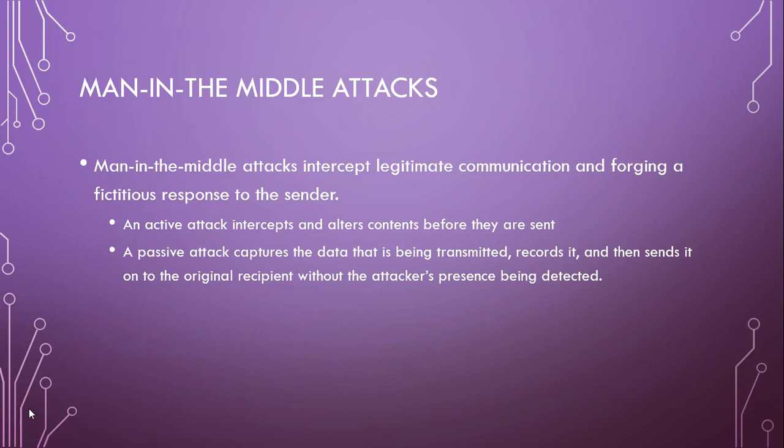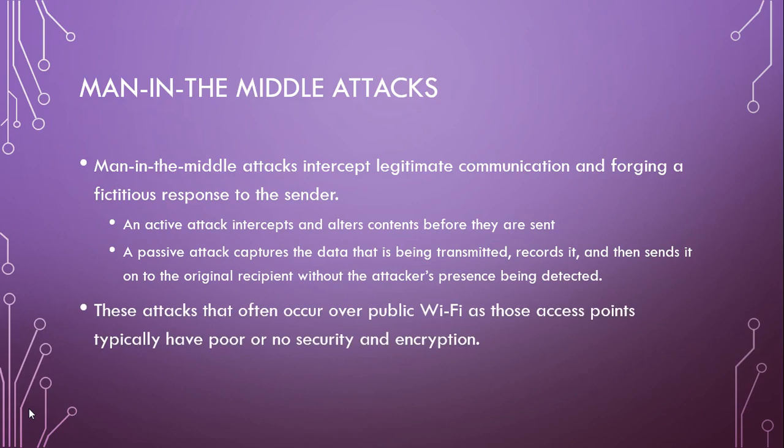But the passive attack, they don't care about manipulating the data. All they want to do is just read it. So they capture the data that's been transmitted, they record it, and then they send it off on its way to the original recipient without the attacker's presence being detected. The passive one is in some ways more dangerous because you don't know that the data was ever compromised to begin with. Now, these attacks often occur over public Wi-Fi, as those access points, as we've mentioned, have poor or no security and a lack of encryption. So this is just another reason why you should avoid those public Wi-Fi locations, particularly if you're going to be doing any kind of thing that's involving personal data.